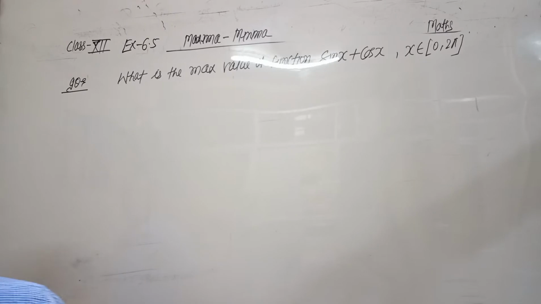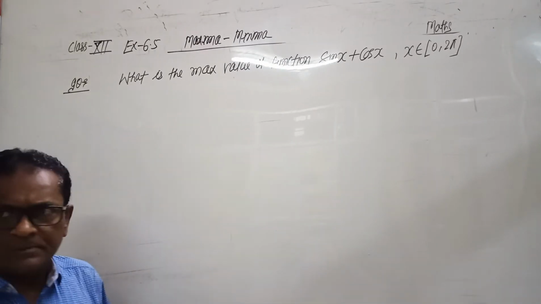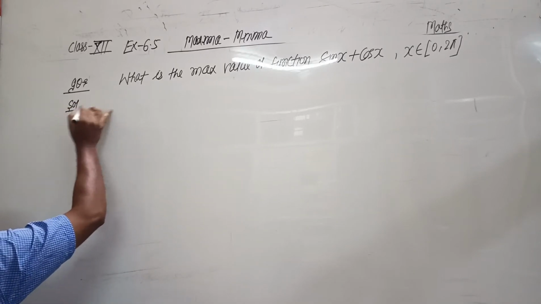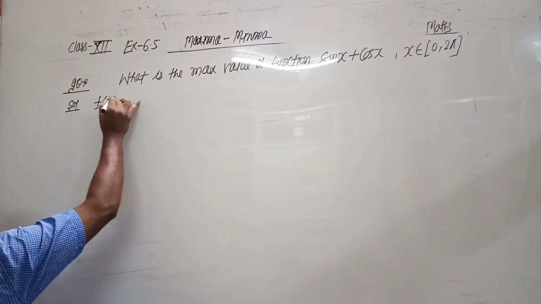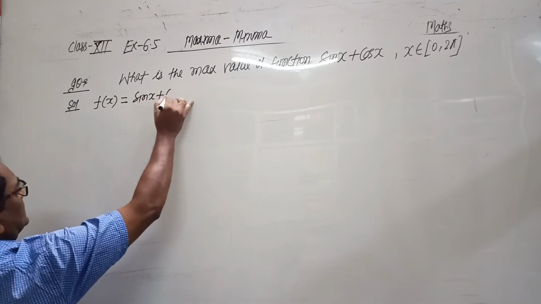Friends, in this video, we continue exercise 6.5 and question number 9. In the previous video, we have completed up to question number 8. And the question is, what is the maximum value of the function sin x plus cos x? So, suppose function f(x) equals sin x plus cos x.